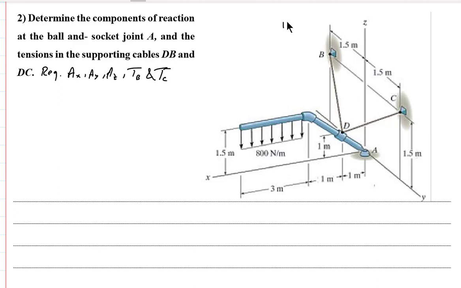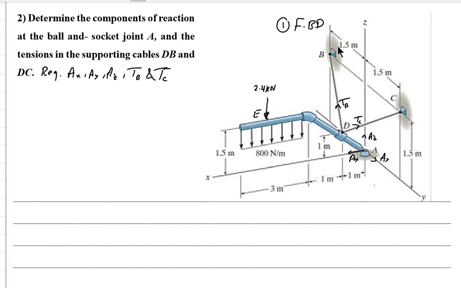Again, we can solve this problem in 4 parts. The first part is the free body diagram. To save our time, I will draw the forces here in this shape. We have, of course, the ball and socket reaction, Ax, Ay, and Az here. All these components are in one reaction force. And then we have TC, and also we have TB here. And we can replace this distributed load by just one force here. We can call this point E, and it will be 800 times 3 meters, which is 2400, or we can say 2.4 kilonewton.